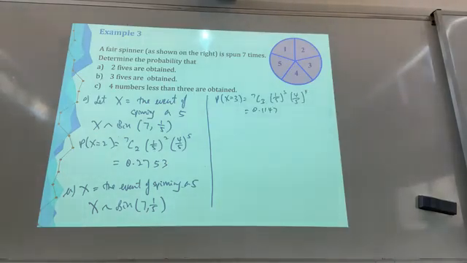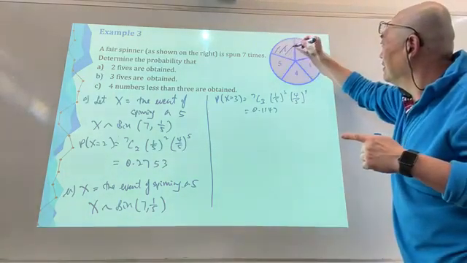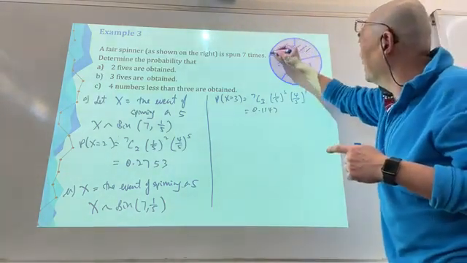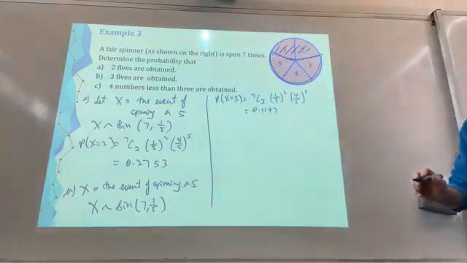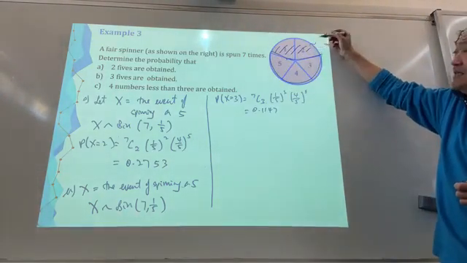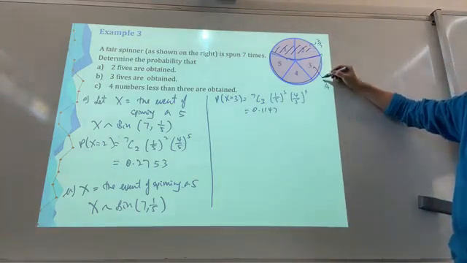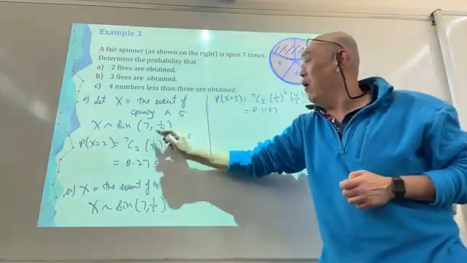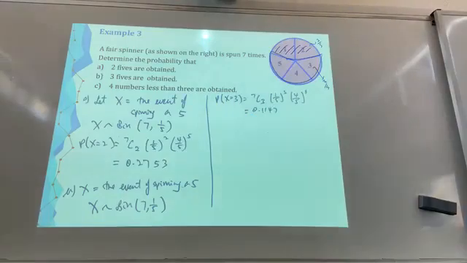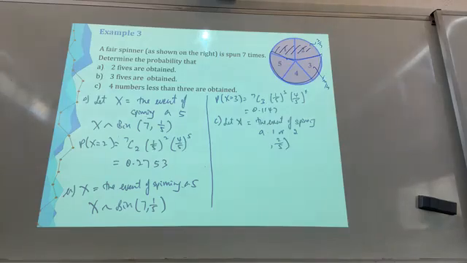Next one, if you think about the next one, 4 numbers less than 3 are obtained. So less than 3, you've got this bit and this bit here. Correct? So for less than 3, the success is 2 over 5, and the failure is 3 over 5. So you're going to rewrite your distribution. You have to state the distribution every time. Remember I said in the previous slide, always state your distribution.